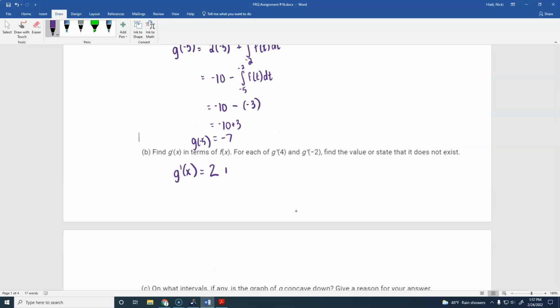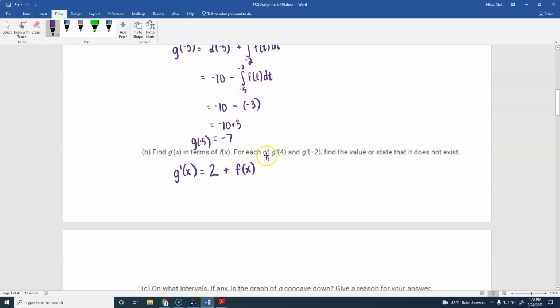So it'll be plus f of x. So if we want, for each g double prime, so this is the answer for the first part. This is g prime of x in terms of f of x. So this is the answer for the first part.